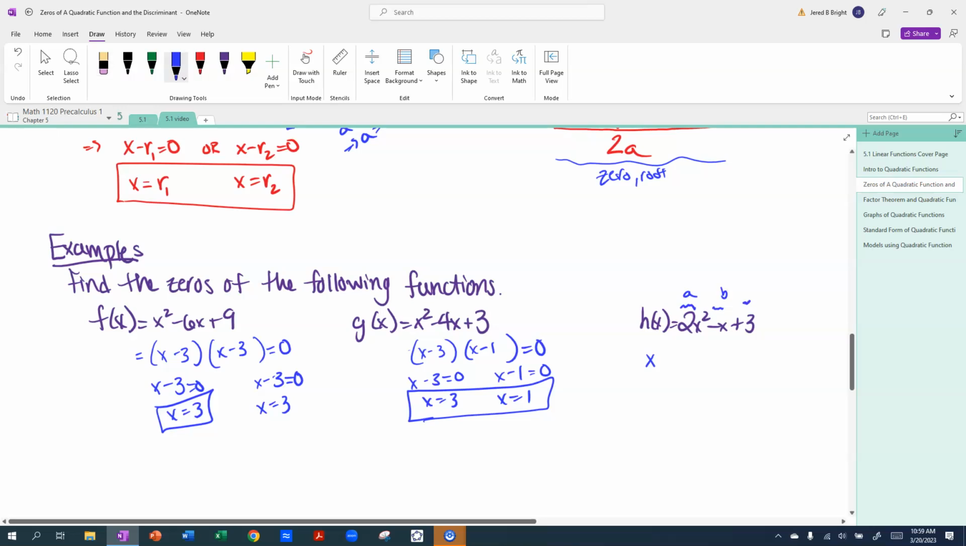This in here is B, and this is C. Another thing you could do is just go off to the right and say A is equal to 2, B is equal to minus 1, and C is equal to 3.